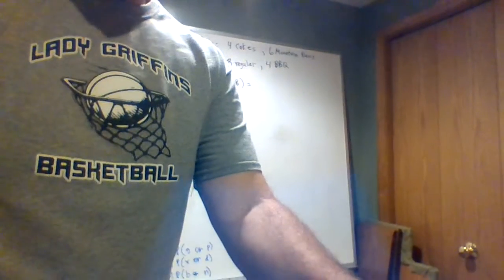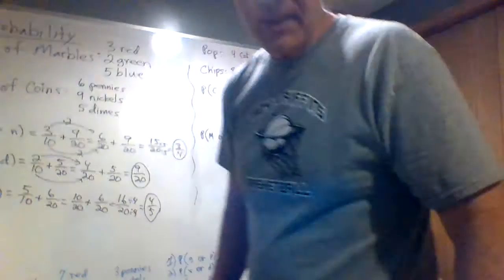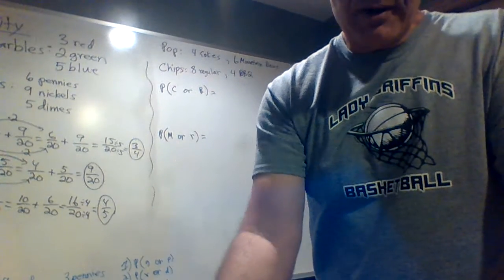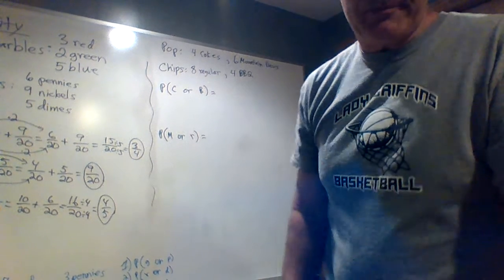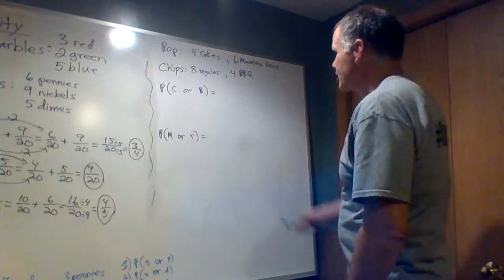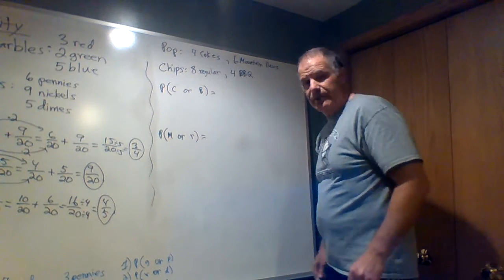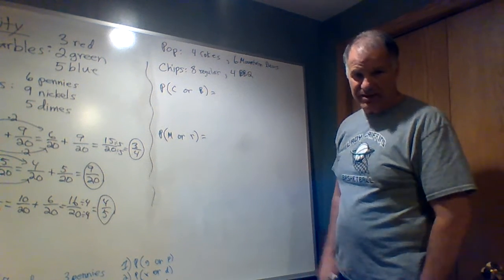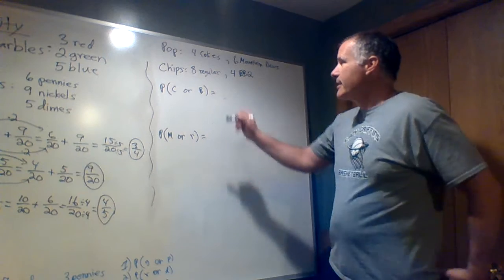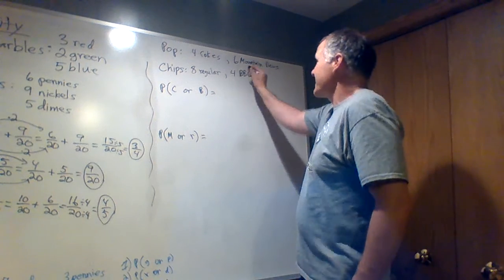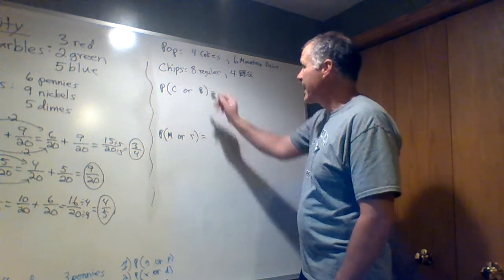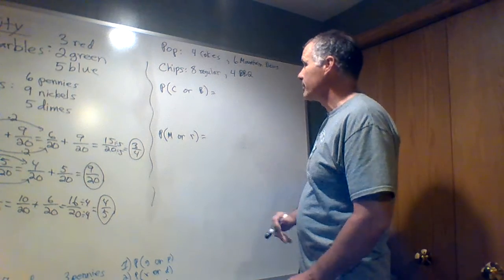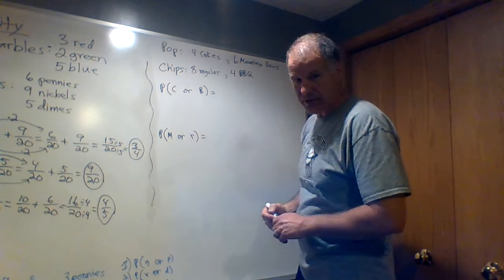Okay, now I'm sticking with the cans of pop and the chips, except I did change the barbecue chip. I did change some of these numbers because it was weird. Nothing was reducing. I wanted, let's practice some reducing. Okay, so we got 4 cans of Coke, now 6 Mountain Dew. Okay, we got 8 regular chips and 4 barbecue chips. So now this has changed a little bit.